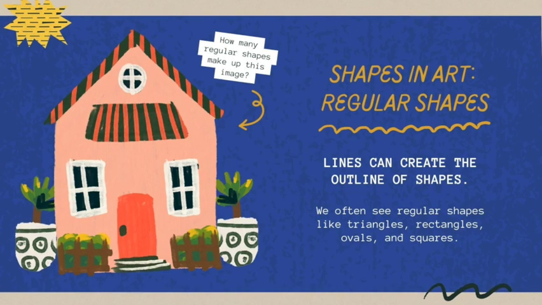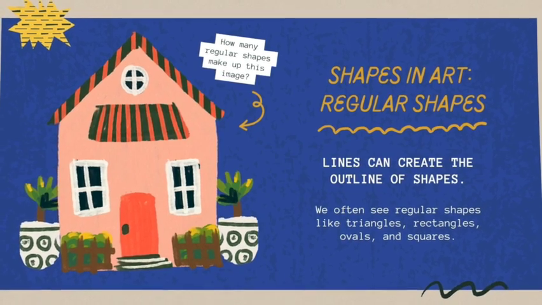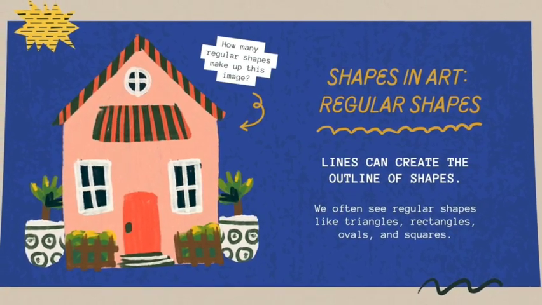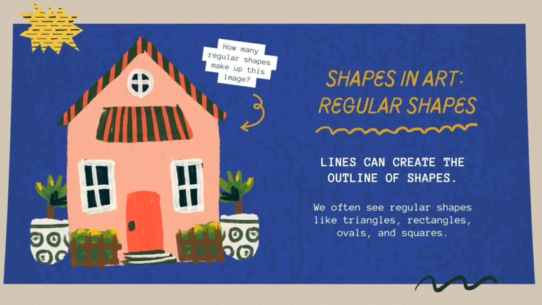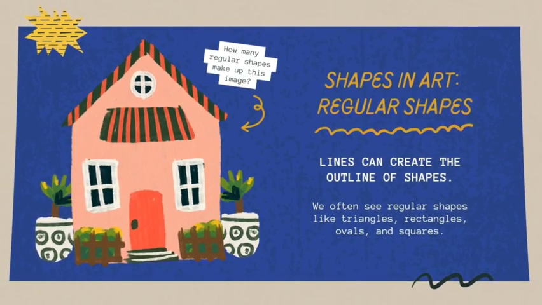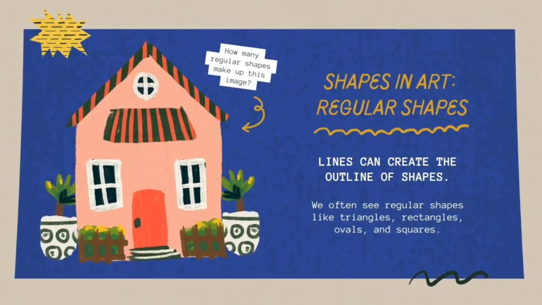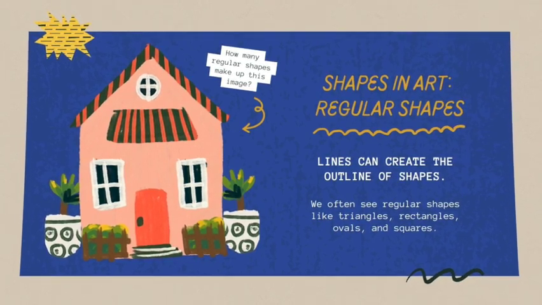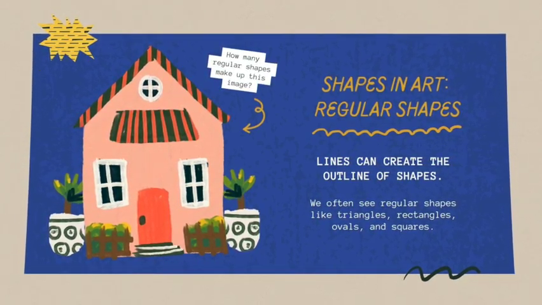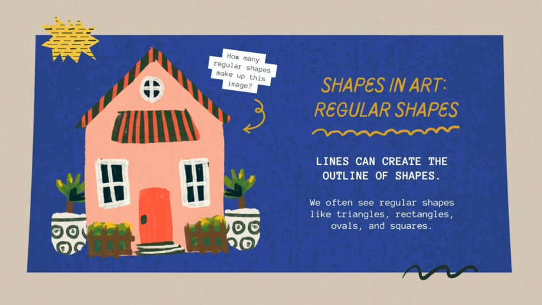Let's also review shapes in art. There are regular or geometric shapes. These are the shapes that we know the names of and we can use tools to draw them, like circles, squares, triangles, rectangles, and more.